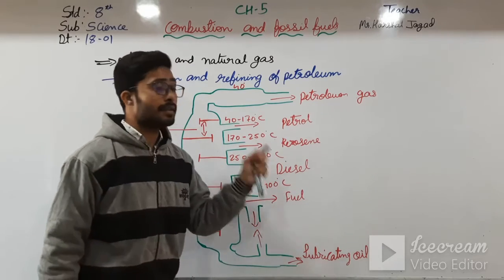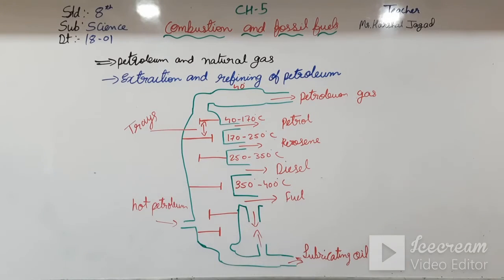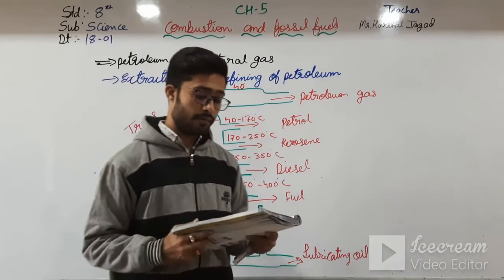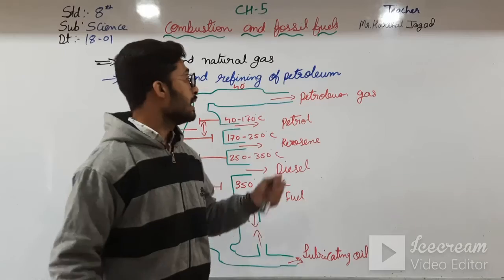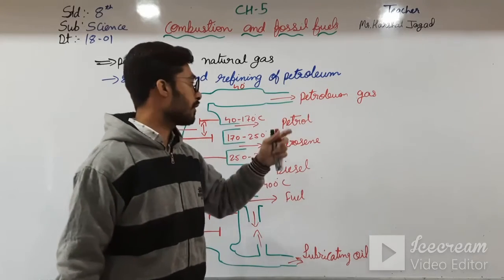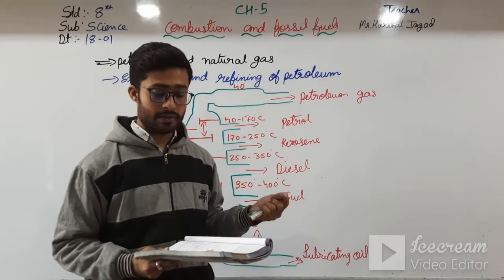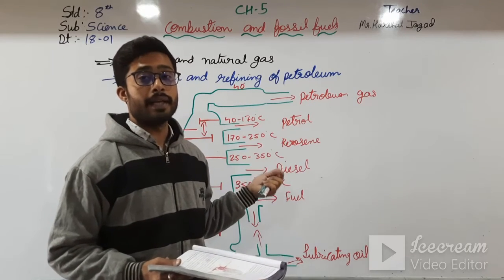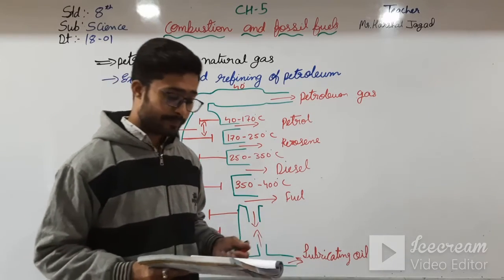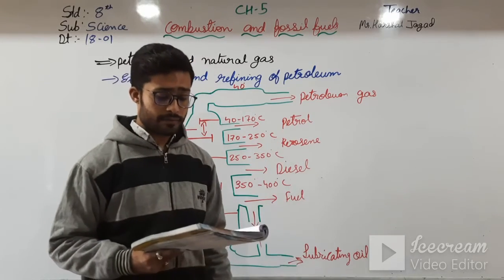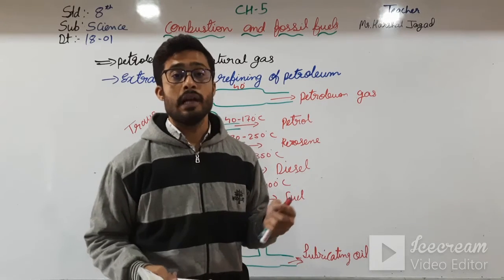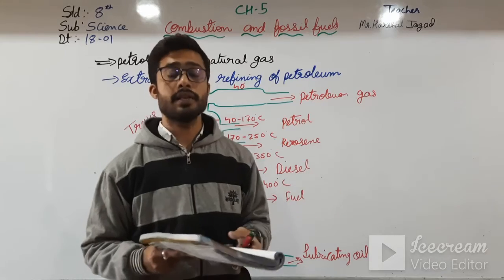So which things are used where? Petroleum gas is used as domestic fuel in the liquefied form, that is LPG. From here petroleum gas, that is LPG, is taken out, and then here petrol. We know that petrol is used for what? The vehicles and some automobiles, and in dry cleaning. Kerosene is used as fuel in lamps and stoves, and also as jet fuel. The white kerosene is used for jet fuels.